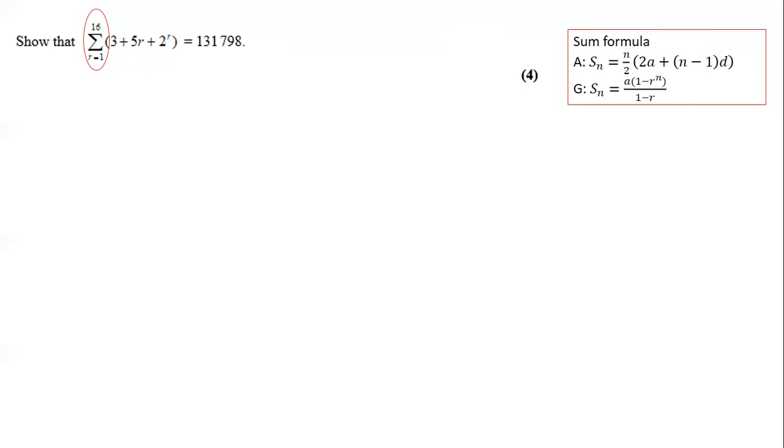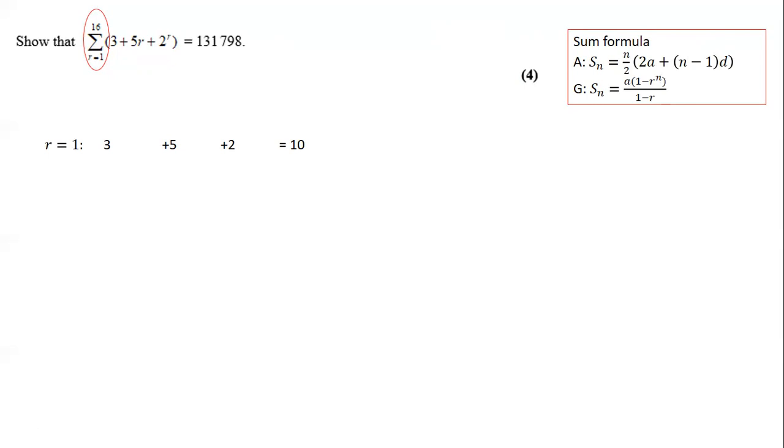So since it's a sum question, I'm going to write down my 2 formulas I'm given, because I might have to use one of them. Then I'm going to write out the first 3 terms. So I'm going to sub in r as 1, so I get 3 plus 5 plus 2. And notice how I'm leaving those numbers separate, but I'll add them up at the end and then get 10.